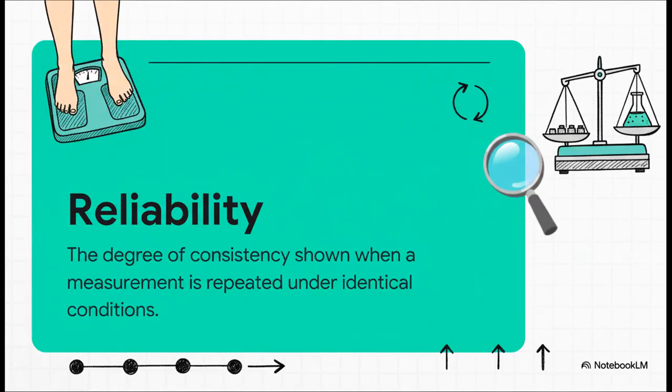So first up is reliability, and the easiest way to think about this is with a bathroom scale. If you step on it, see your weight, step off, and then step right back on, you expect to see the exact same number, right? That's consistency. A scientific scale has to work the same way. If nothing has actually changed, the result shouldn't change either.